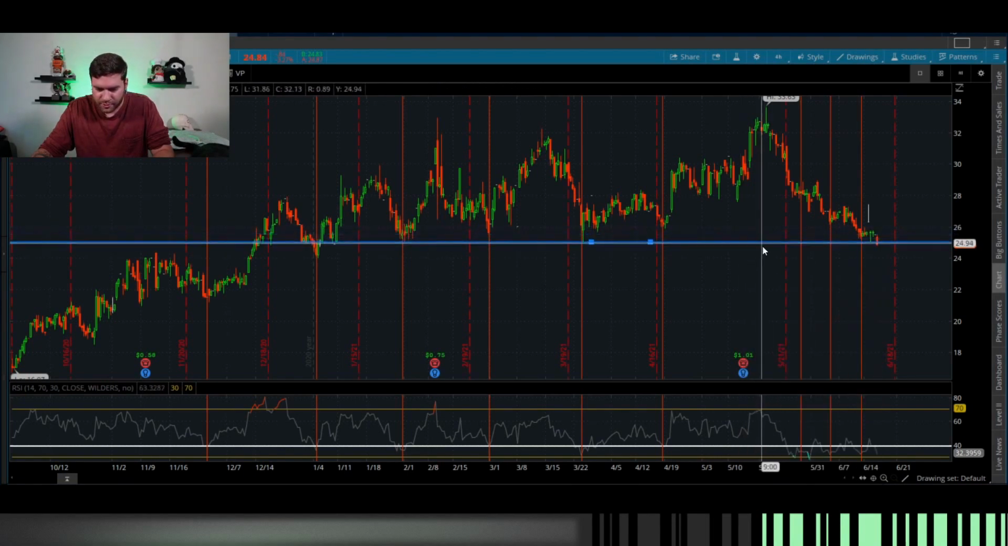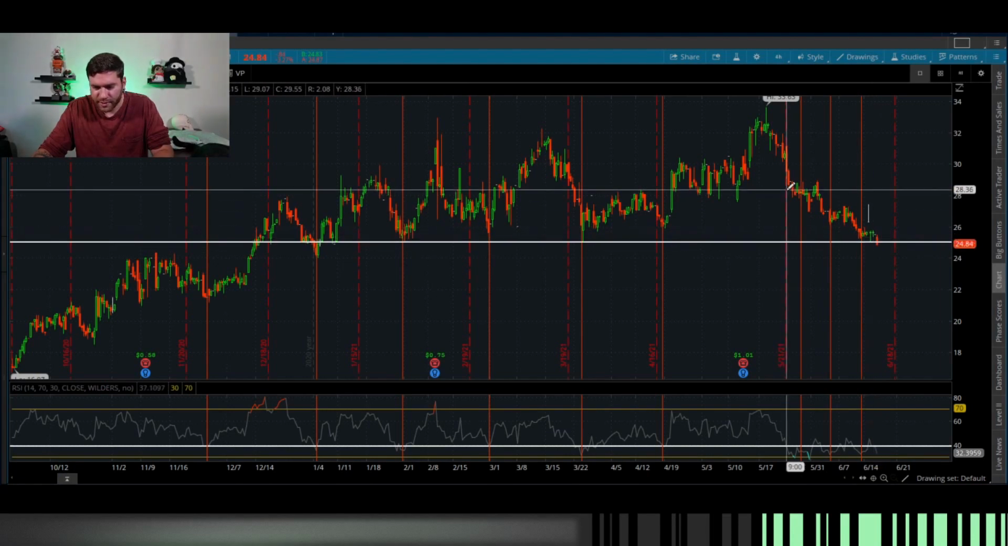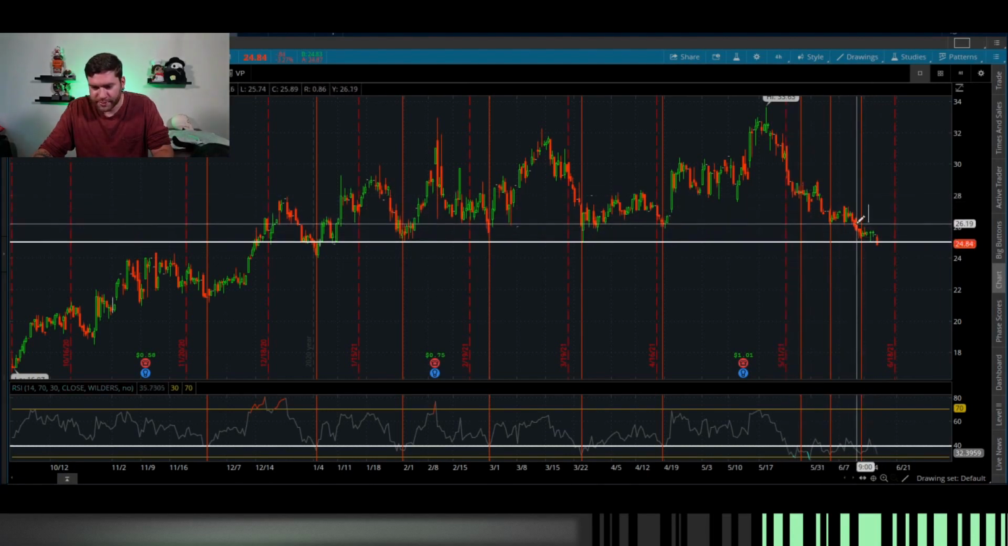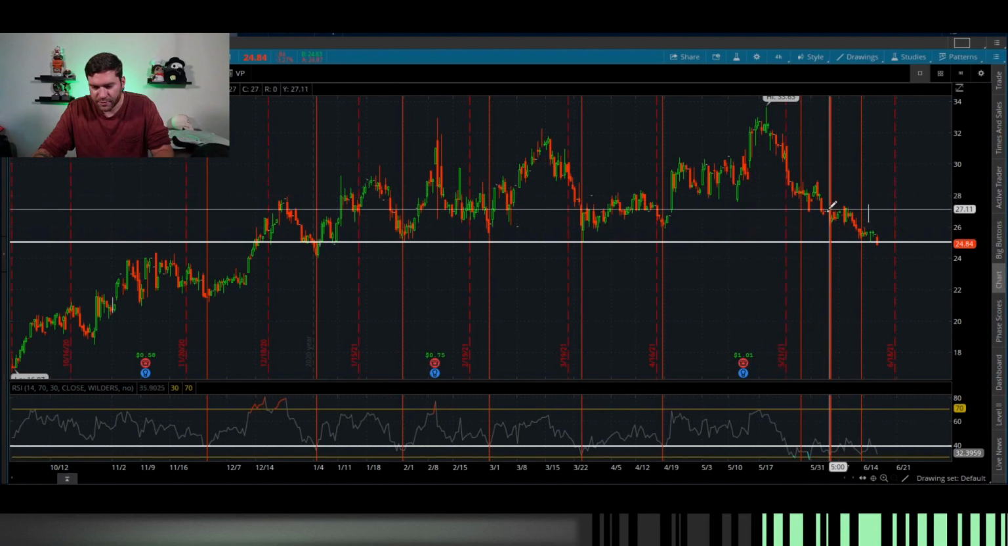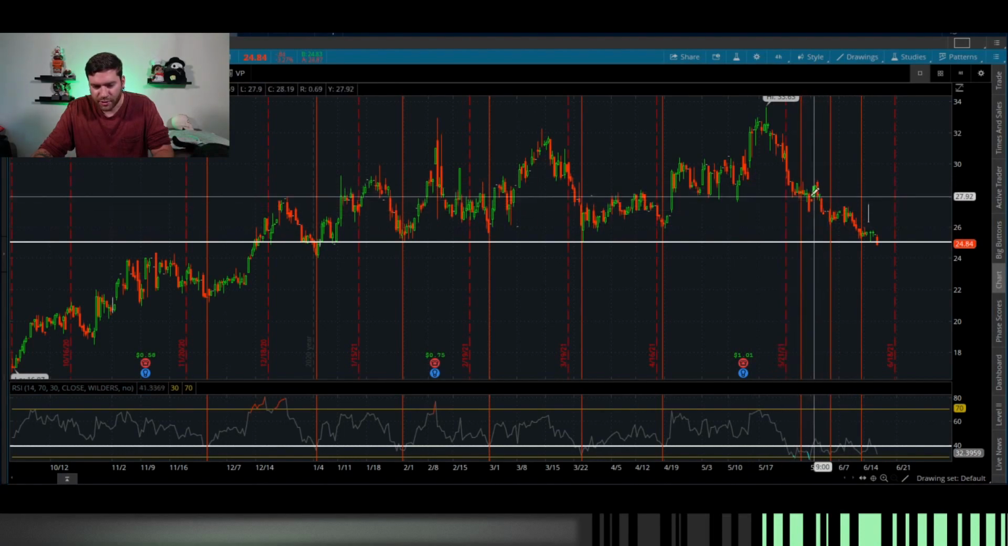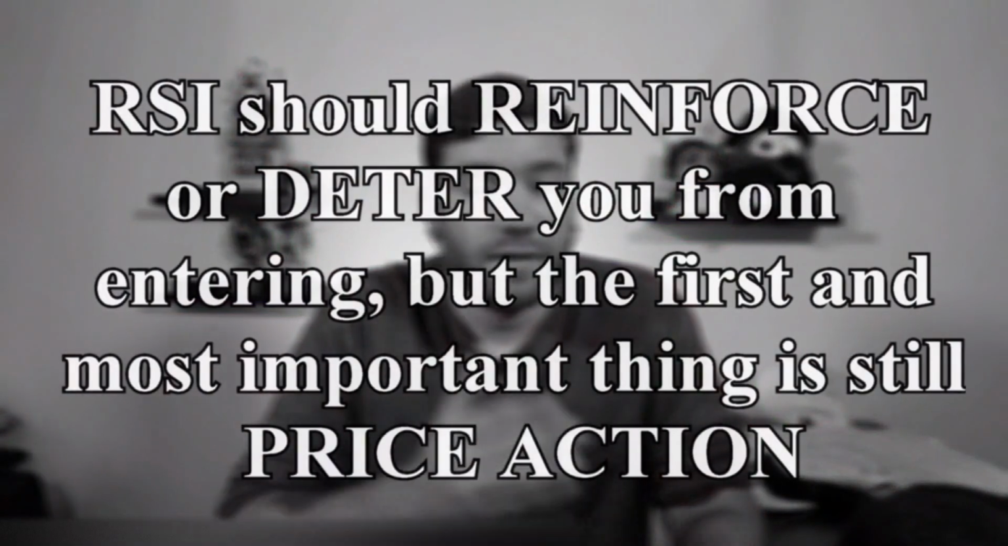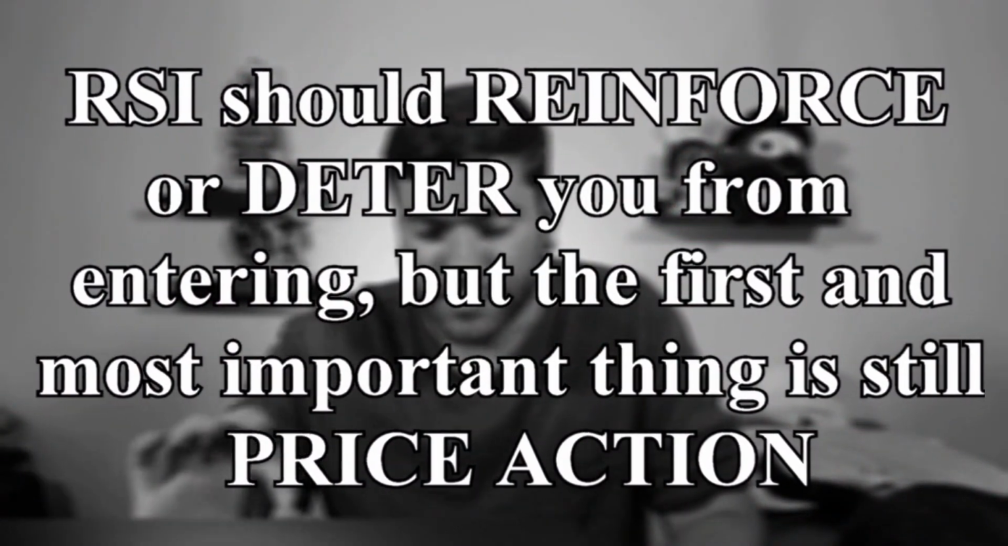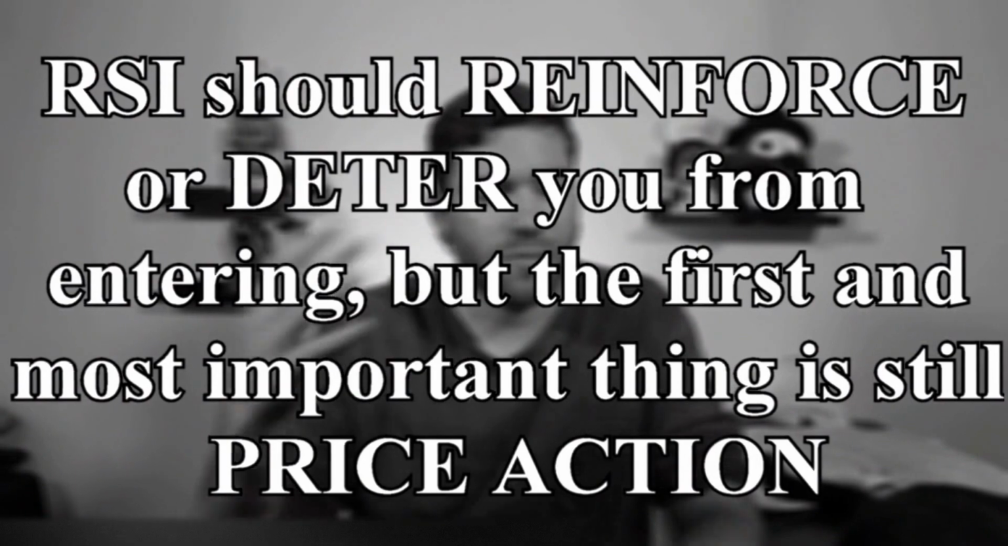You have a clear support also down here. We're breaking that. So again, this would have been early buy-ins. This would have been okay. All right, but these two, again, based on price action alone, I would not have entered. So it really just comes down to me for price action first, and then the RSI hitting where you think is a good value.